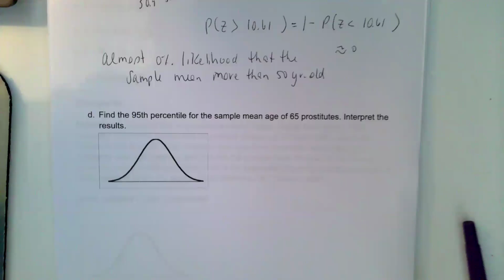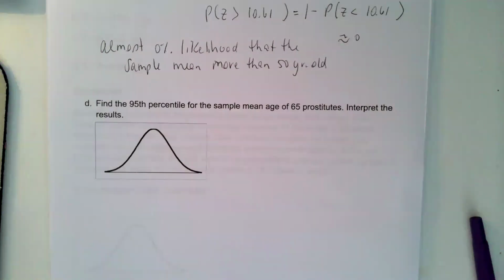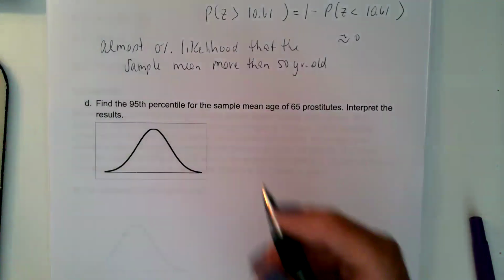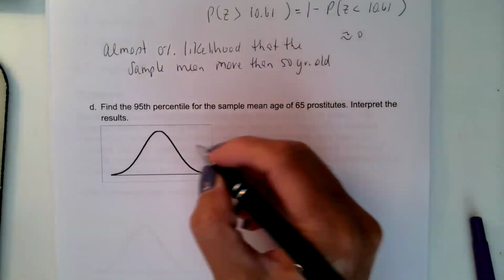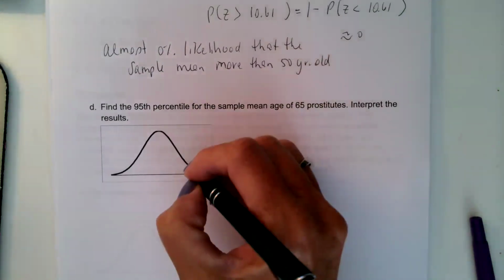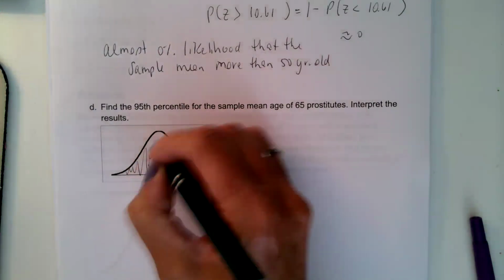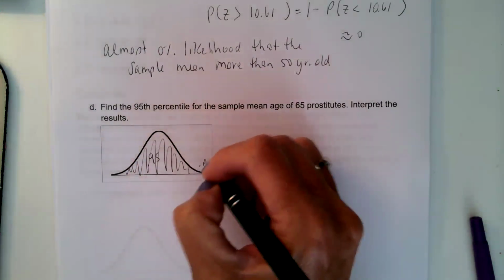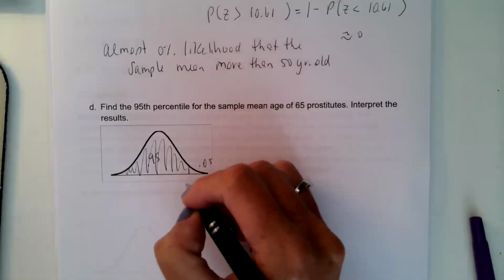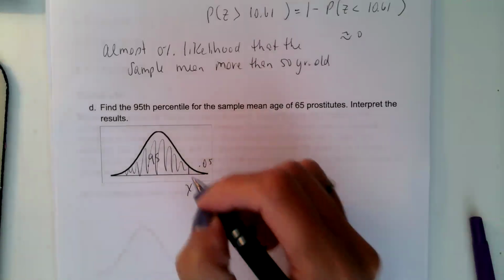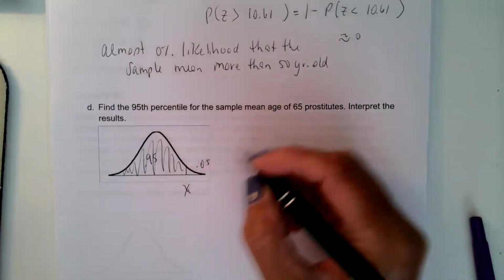Part B. Find the 95th percentile for the sample mean age of 65 prostitutes. So, this one is a little different. 95th percentile means that we have 0.95 here, right? And then a little 0.05 here. So we want to find X of that.